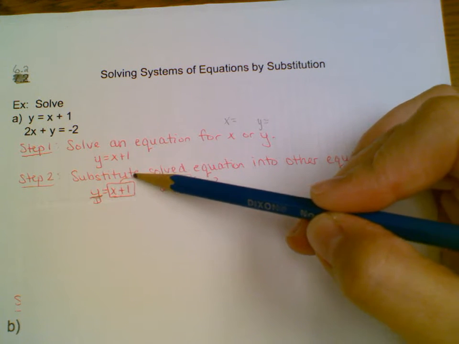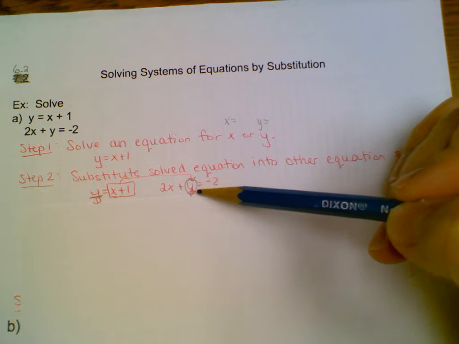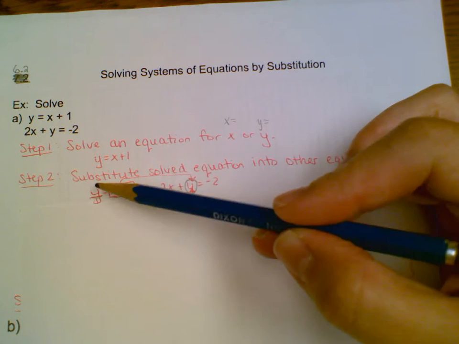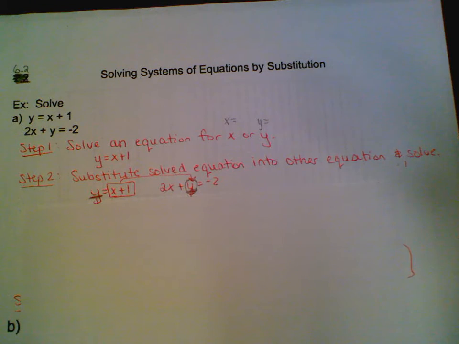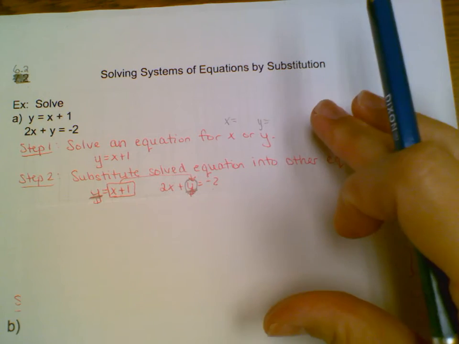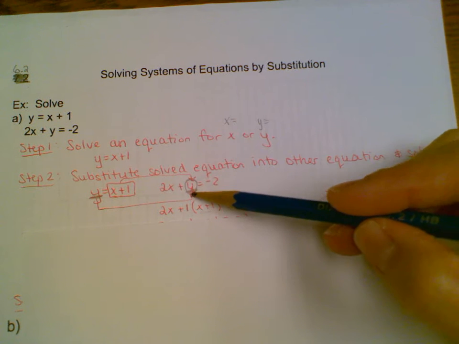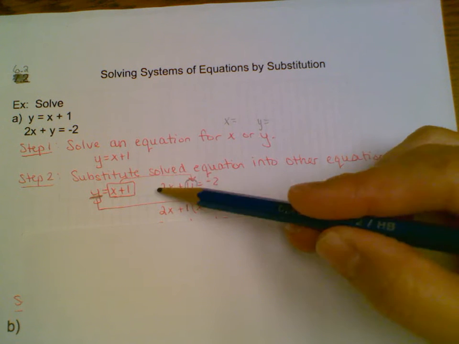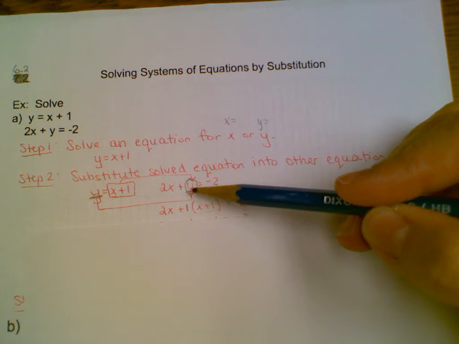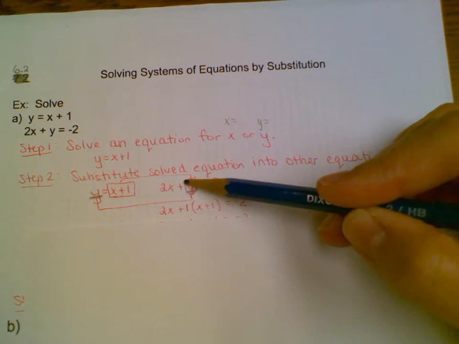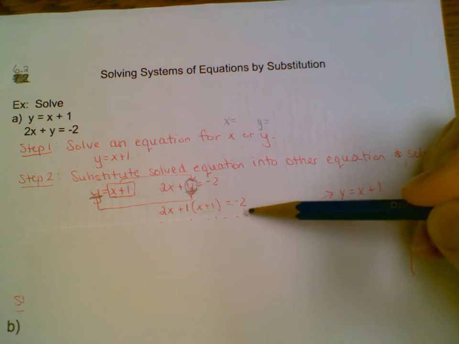Then I'm going to substitute that into the other equation. Now it's crucial I pay attention to where I'm going to substitute that. Since I say y equals, I'm going to substitute into the y spot. So what that means is I would take out my y in this equation and replace it with the x plus 1 that y is equivalent to. So therefore, I have replaced that y with this new one, and here is my new equation.